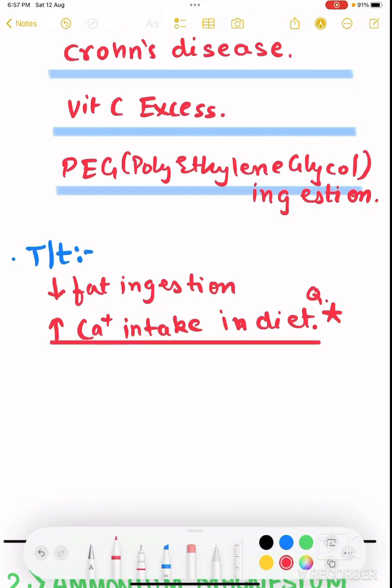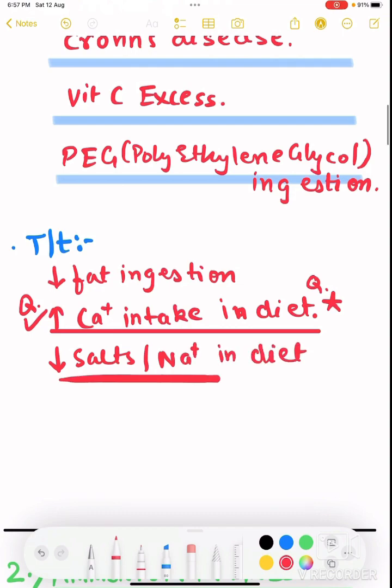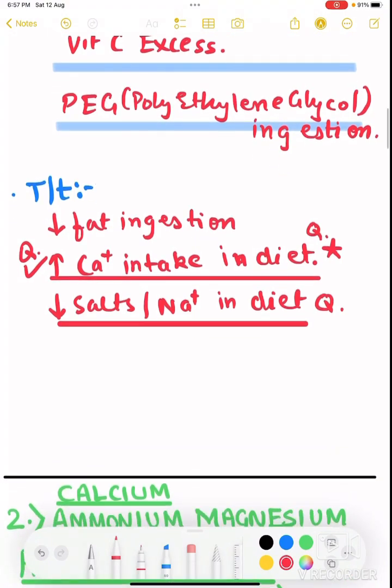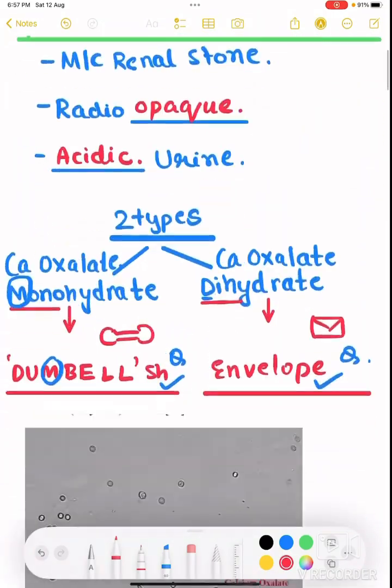Now there is a reason behind it. I personally think that you don't need to know why it is so, but still remember that increase calcium in the diet, but decrease salts in diet. So decrease salts or sodium in diet, right? So this is the way a question can be asked, right? Calcium should increase and salt should be decreased in diet, right? So that's it guys, we have done calcium oxalate stone.